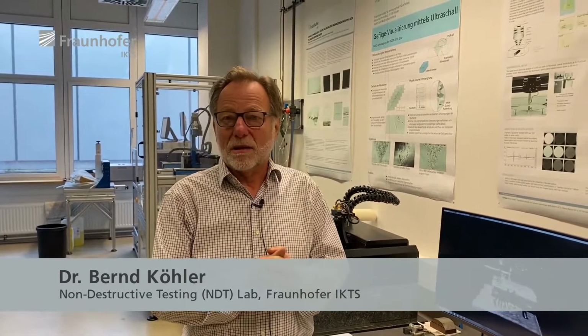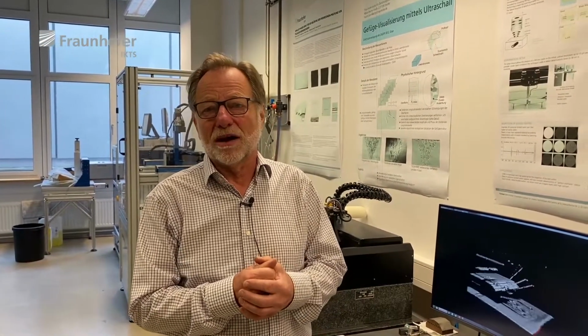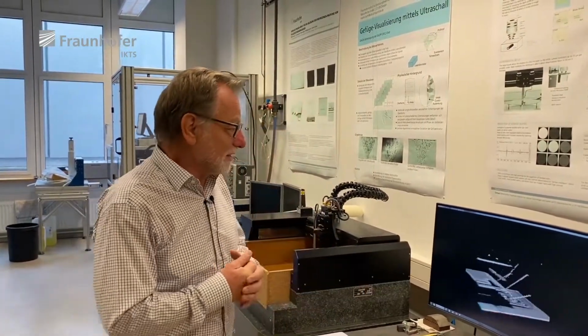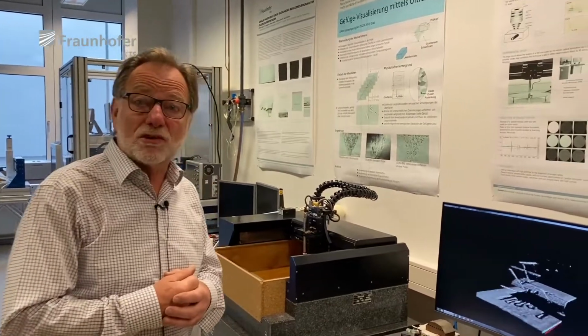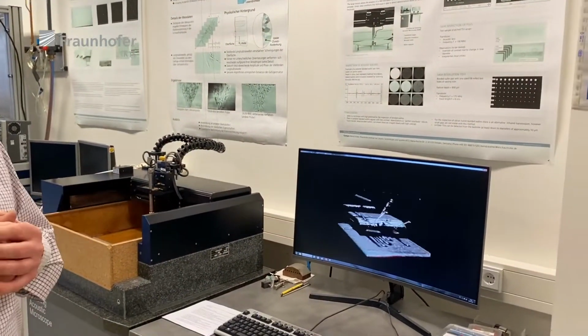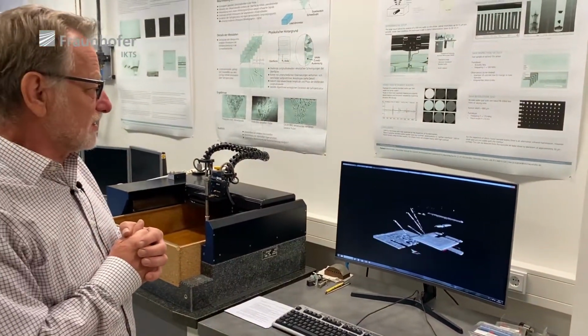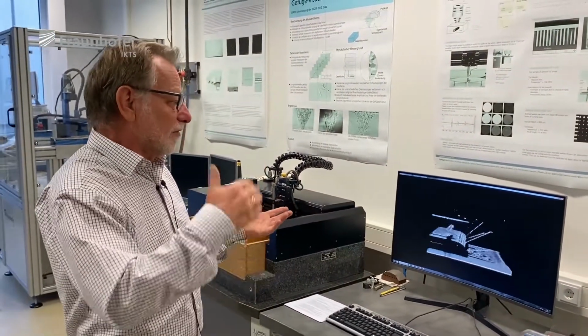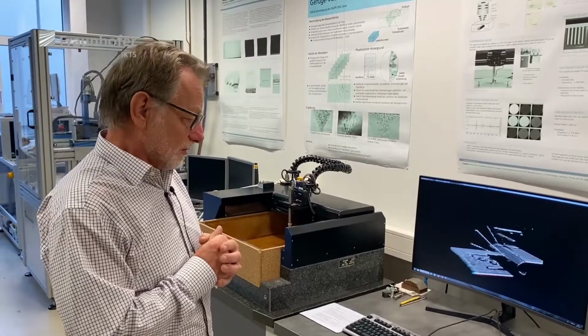We have different devices here. Some of them are commercial ones, other ones are developed by colleagues in the institute. What we have here is a SAM, a scanning acoustic microscope, which is actually a C-scan system, which operates at a higher frequency, just at a higher frequency.